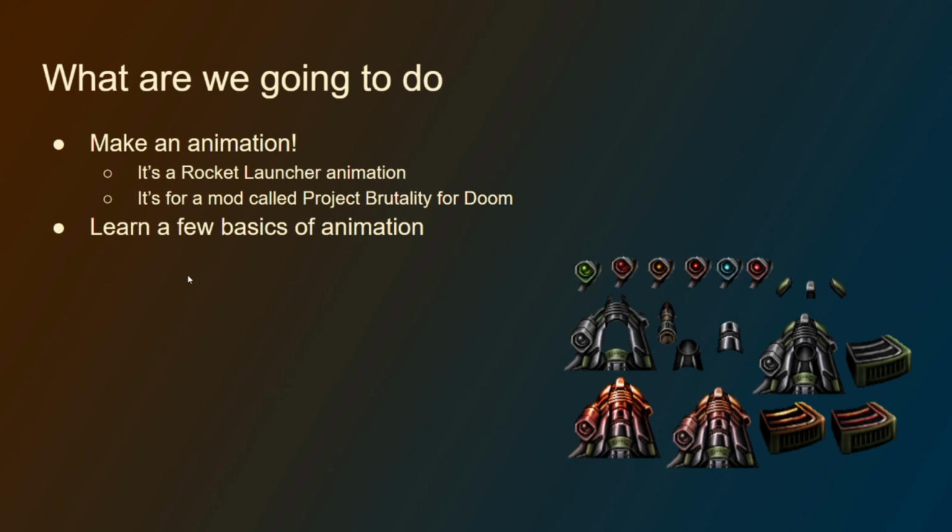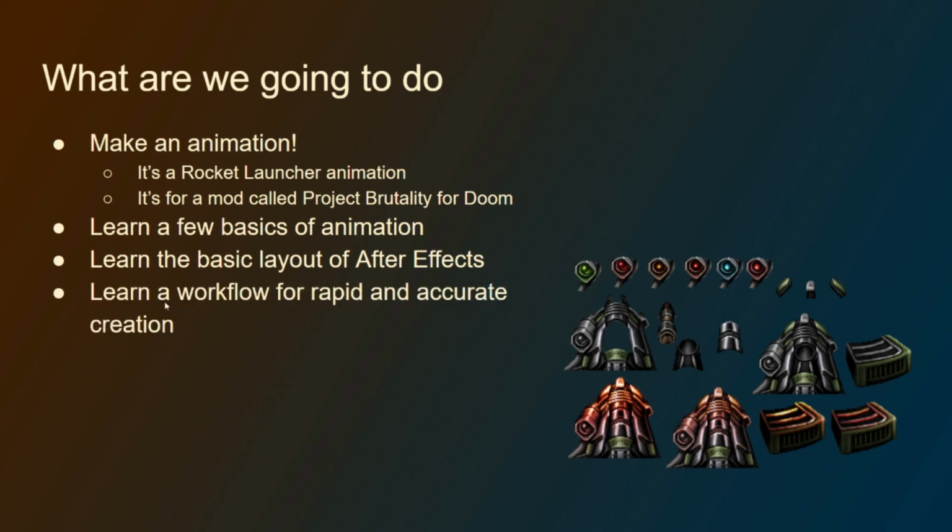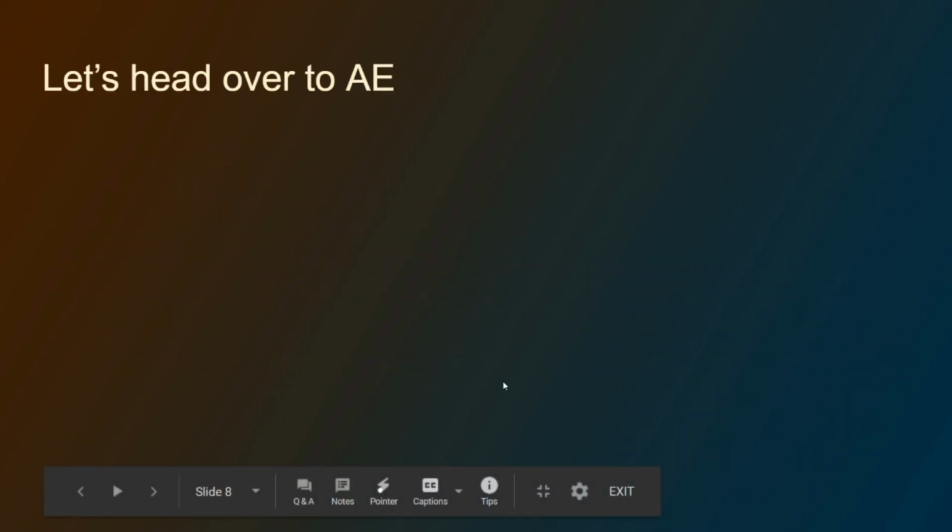So we're also going to be learning a few basics of animation, and we're going to learn the basic layout of After Effects. Now, this is a tool that's meant to be used by professionals, and there is absolutely no way I could teach you all that you would need to know to take this into the workforce in just 1 hour or however long it's going to end up being. But I can give you something to start with, and more importantly, I can show you some of the pitfalls that crop up as you do pixel art, specifically with After Effects. I'm going to try to outline a workflow for rapid and accurate creation. All right. So as I said, we're always starting with these sprites here.